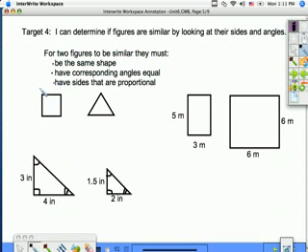I have three examples. When we look at the first one, we have a square and a triangle. This does not satisfy the first one. They are not the same shape, so they are not similar.